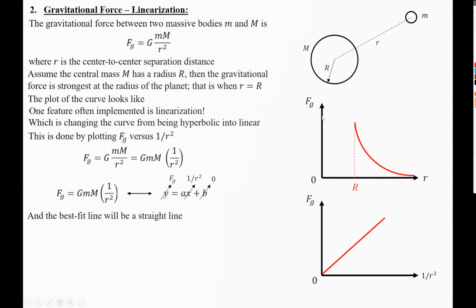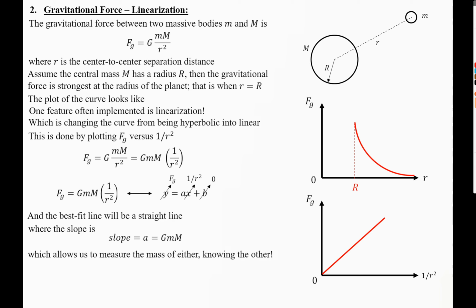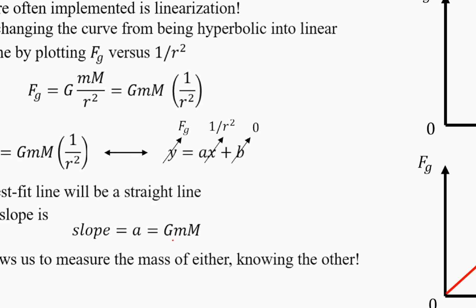And by changing the labels of the curve from Fg versus r into Fg versus 1 over r square, the type of the curve changes from being hyperbolic to a straight line, where the slope is given by GMm, which allows us to measure the mass of either one by knowing the other. The slope can be determined using the best fit line of such curves. And suppose that if we know small m, we can determine capital M.